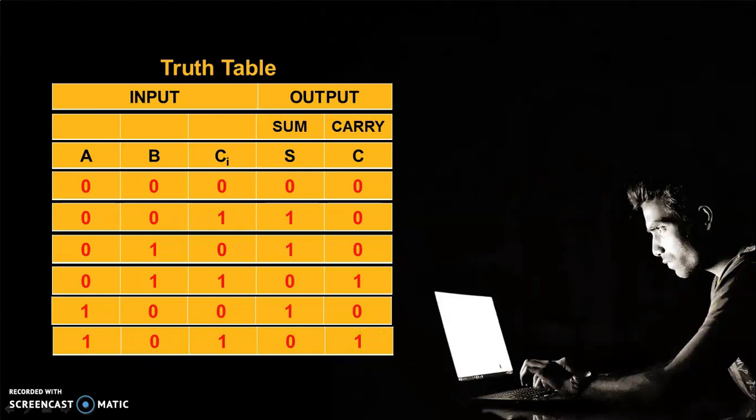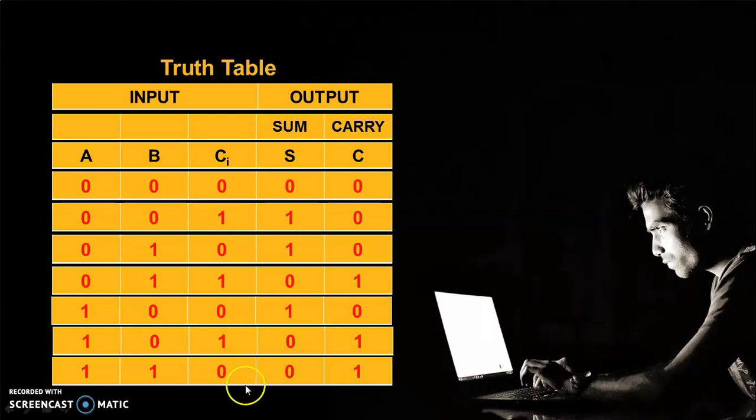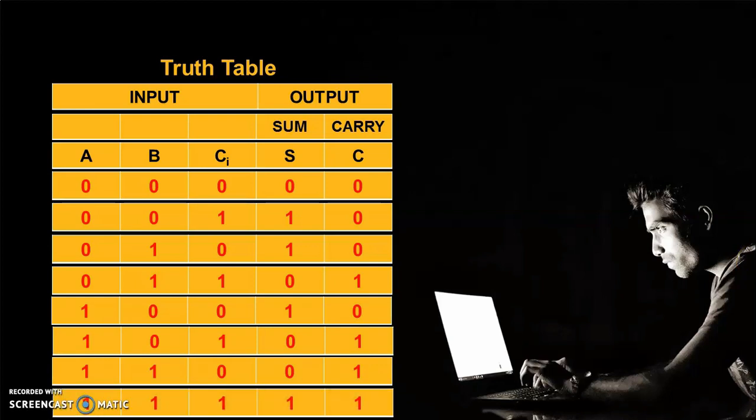And the last condition, that is 1 1. First we consider with previous carry 0. So 1 1 0. So sum is 0 and carry is 1. And the same condition 1 1, now we consider with previous carry as 1. So 1 1 1. Sum is also 1 and carry is also 1, because 1 plus 1 plus 1. So sum is 1 and carry is 1.